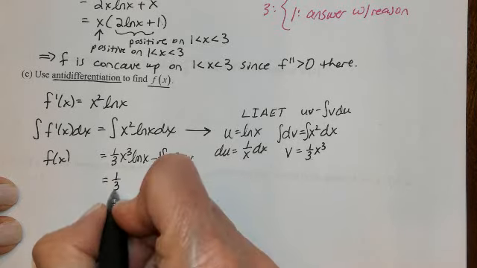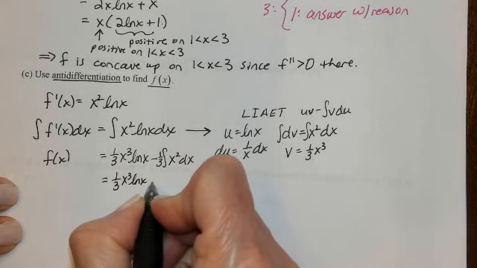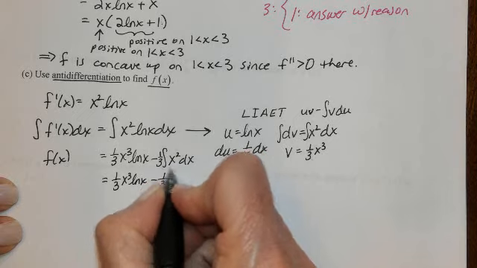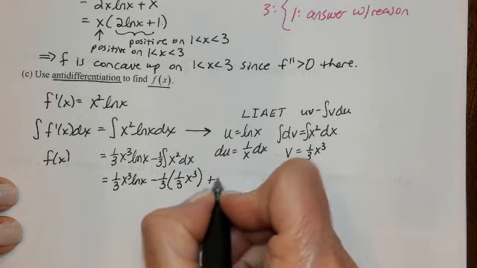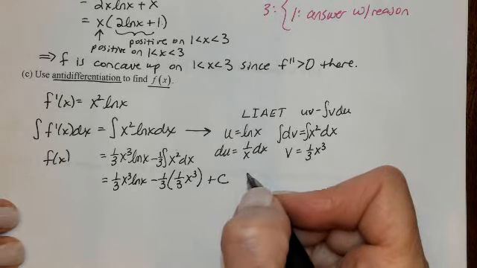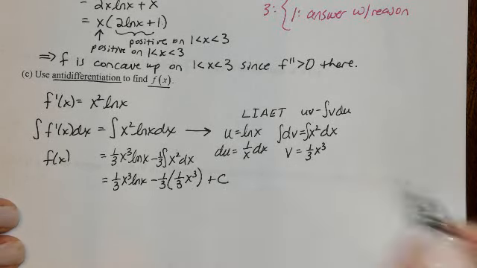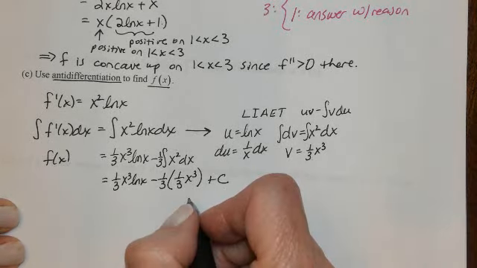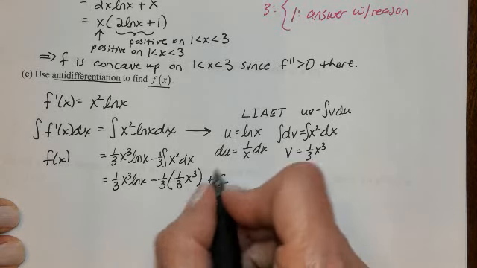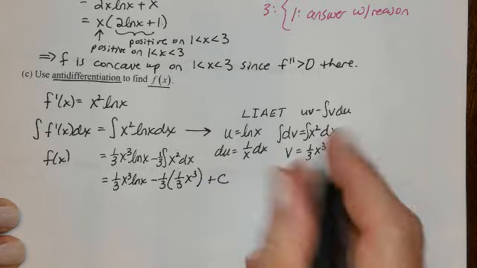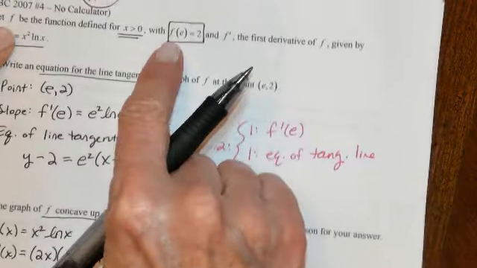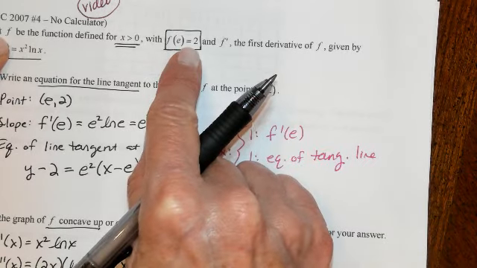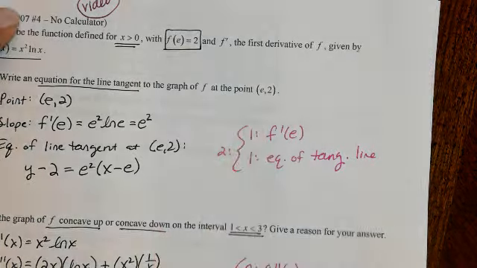So now I have 1/3 x cubed ln x minus 1/3. The antiderivative of x squared is 1/3 x cubed plus c. Right? And that is it. Let's see. Is there a way for us to find c? Is there a way to find c? They tell us that f of e must equal 2, so I'm going to use that to find c.